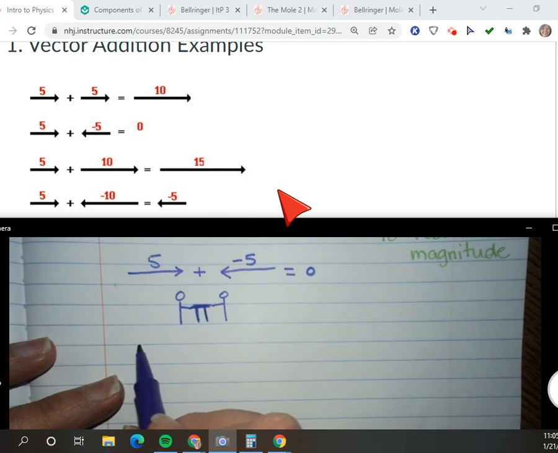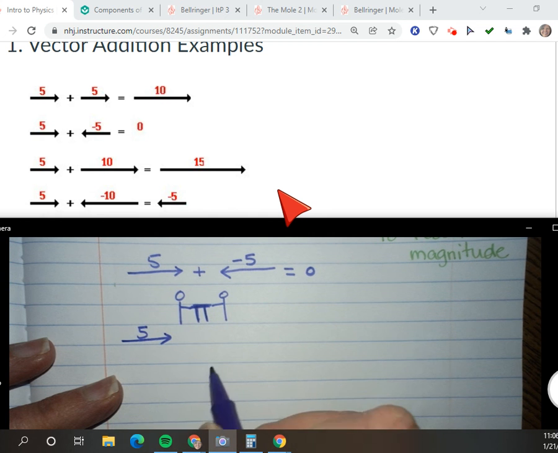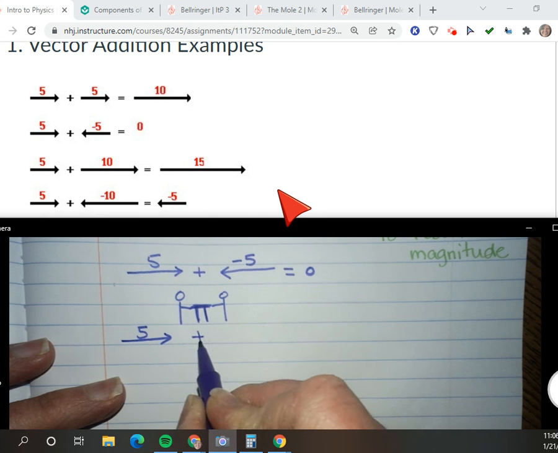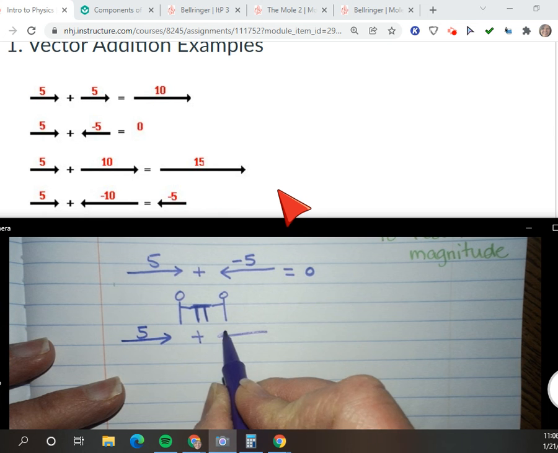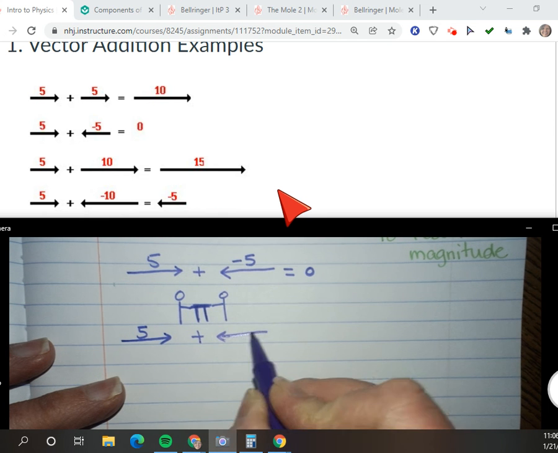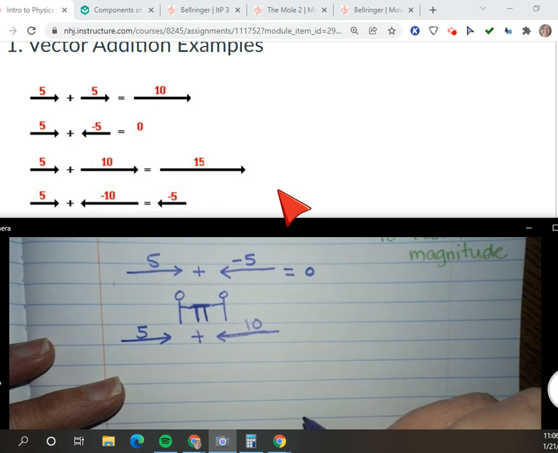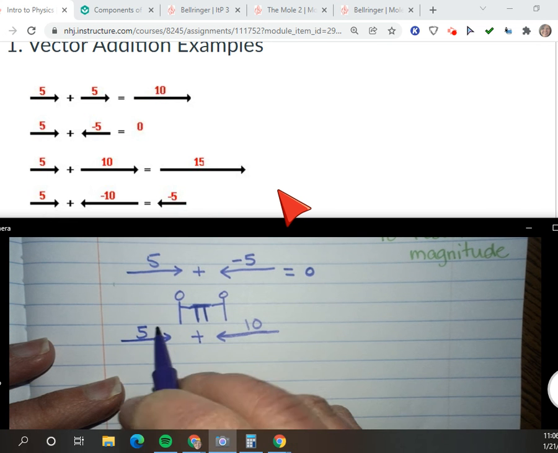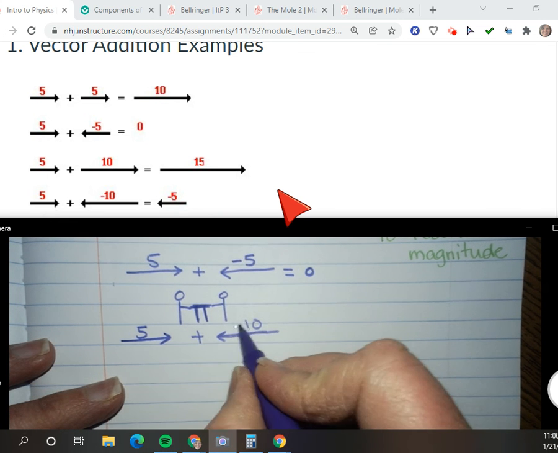So if we have a vector, and we'll continue to think about it like force, of 5, this guy is pushing on the desk with a force of 5. And this guy is pushing on the desk the opposite way, with a force of 10. Because to the right is going to be positive, to the left is going to be negative.